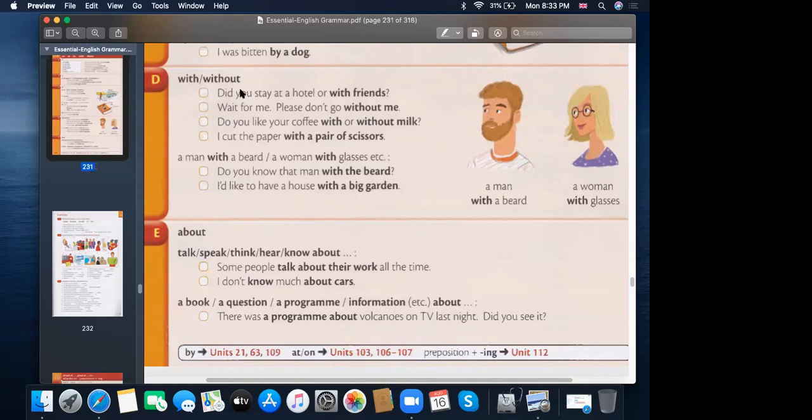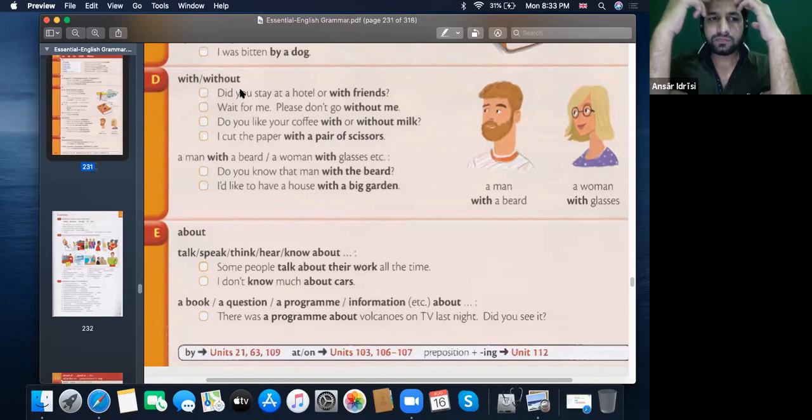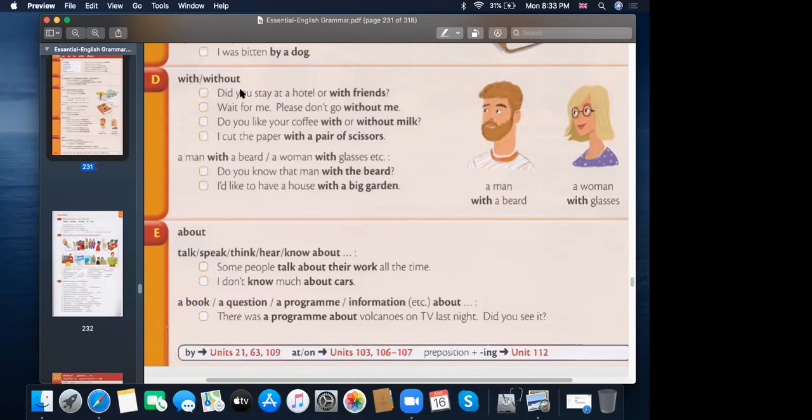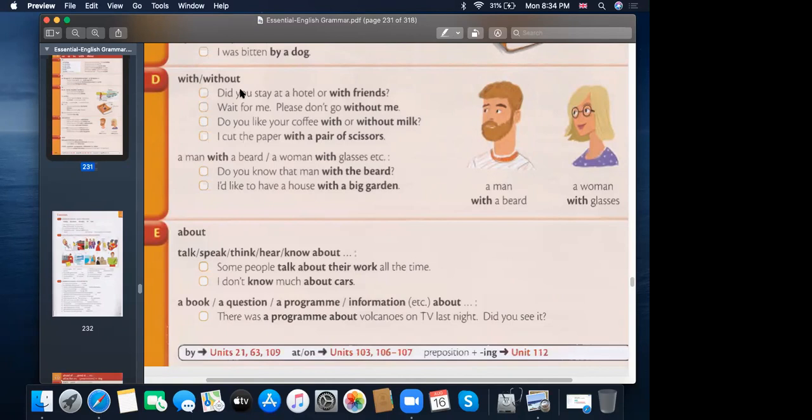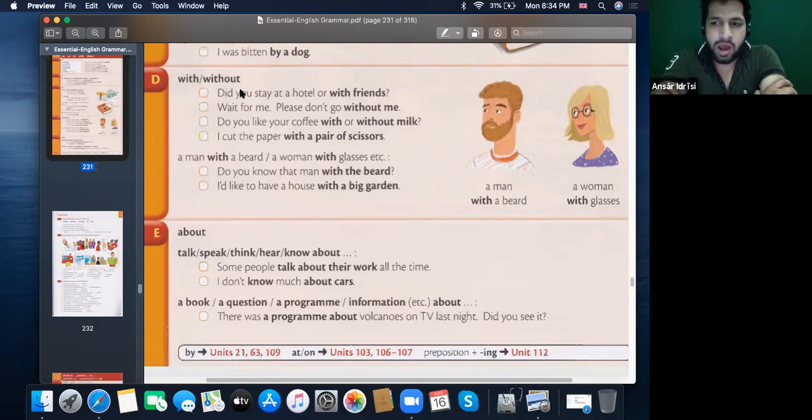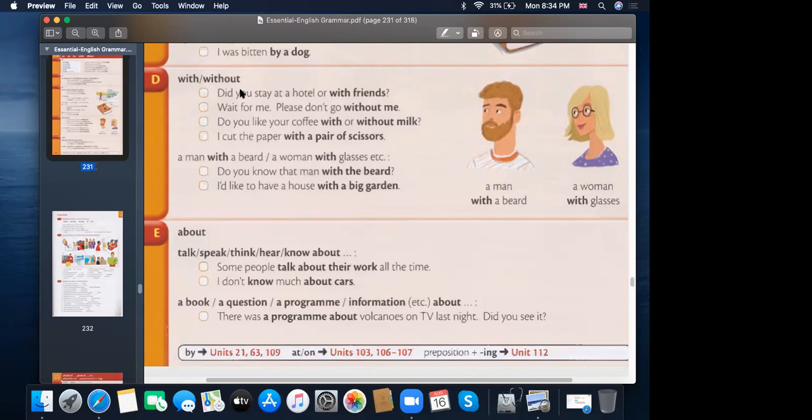Would you like to drink tea with or without milk? Correct. I can without her help. Correct. He left class without saying. Studying without textbook. Very good. She studied without a textbook. He left class without saying me. Correct. I can't sleep without my mom. Very good. I can't do it without being rude. Very good.